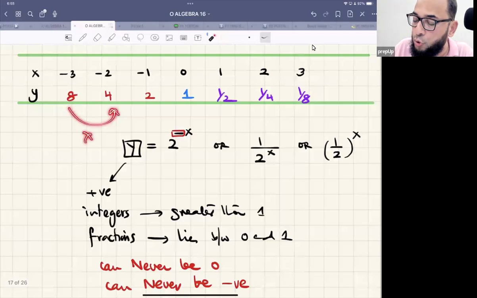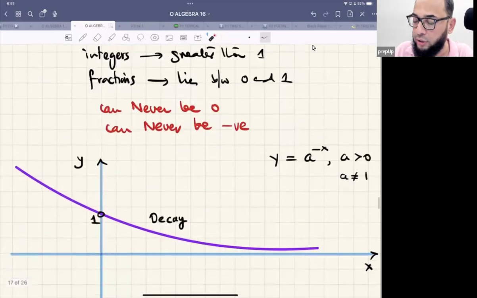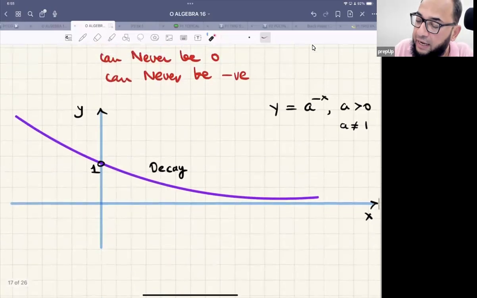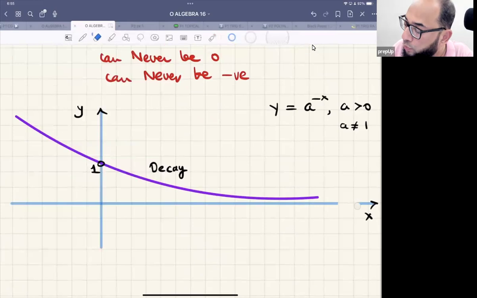8 into half is 4, 4 into half is 2, into half is 1, into half is 1/2, 1/4, 1/8, and so on. So this is a graph of decay. And again, let me just erase this thing over here.